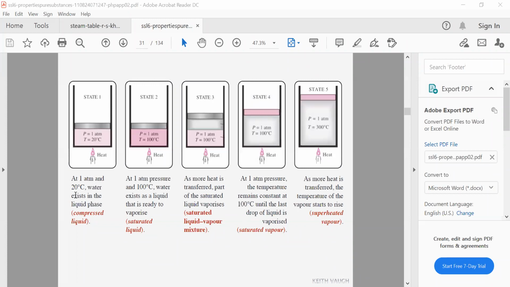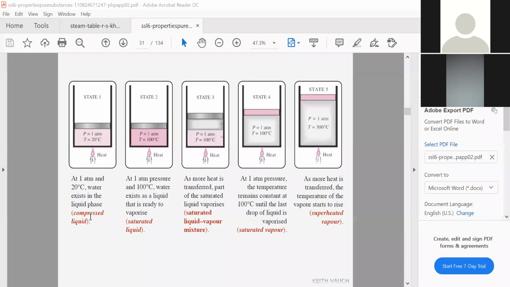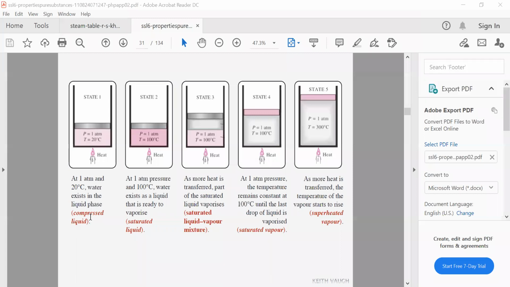First case: at atmospheric conditions and 20 degrees centigrade, water exists in the liquid phase. So the condition of the liquid is called compressed liquid. It is also called subcooled liquid, because at atmospheric conditions the boiling temperature, the saturation temperature, is 100 degrees centigrade. Here the given temperature is less than 100. Therefore, it is termed as compressed liquid.